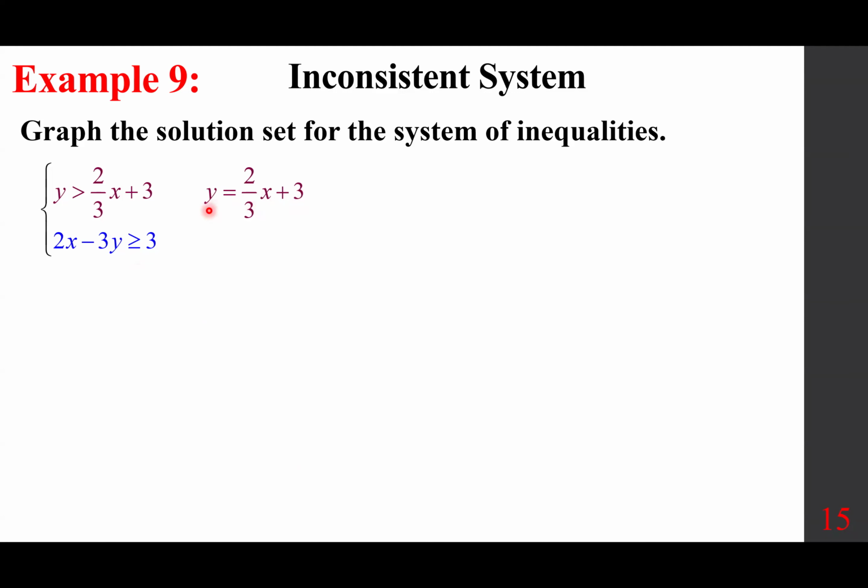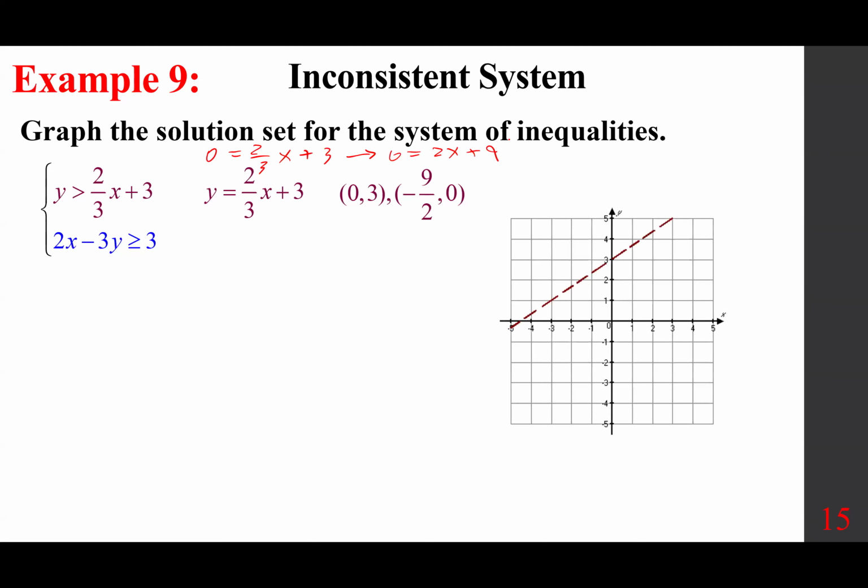And if you set y equal to 0, I hope you recognize you solve this. You get -9/2. Let me just quickly show you. If you put 0 equals 2/3 x plus 3, you can multiply by 3, you get 0 equals 2x plus 9, and x becomes -9/2. Okay. So you plot those two pairs, and the line is a dashed line because we don't have an equality.